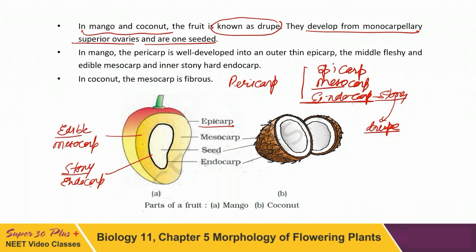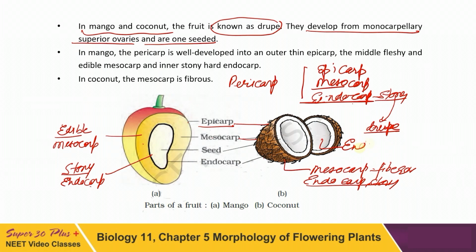In case of coconut, this is the epicarp, outermost one. The mesocarp in this case is fibrous. And here the innermost one is the endocarp. Endocarp is also stony. So can you recall what's the edible part? The edible part here is endosperm. Endosperm in this case is the edible part. Is it right?